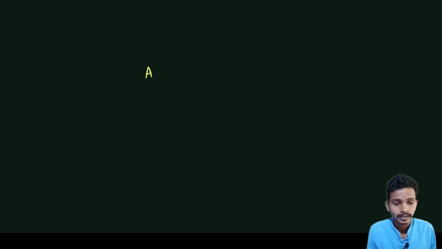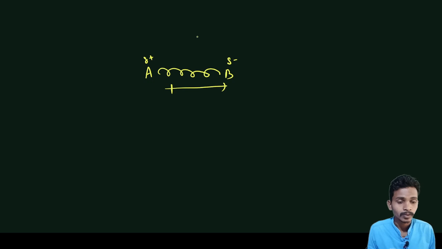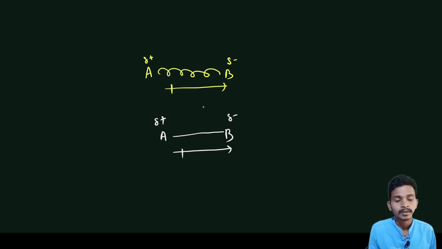Let's say it's a molecule AB. This is a polar molecule, so delta minus and delta plus. And the direction of the dipole moment is from positive to negative, so I give the direction like this. For simplicity, I am taking it as a line, let's say A and B. This is the direction.